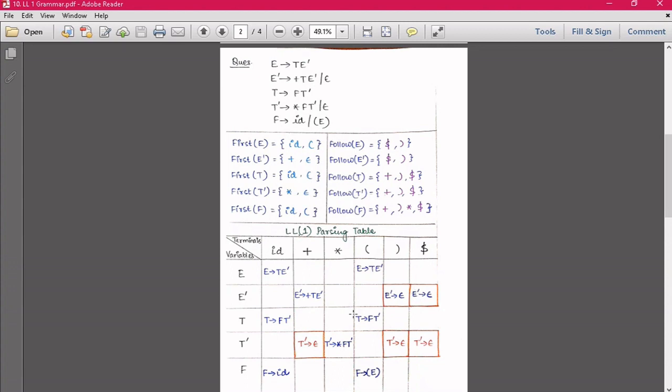Fine. Now coming to the next production, T is producing FT dash. In this case, you will again find out the first of F. First of F is what?